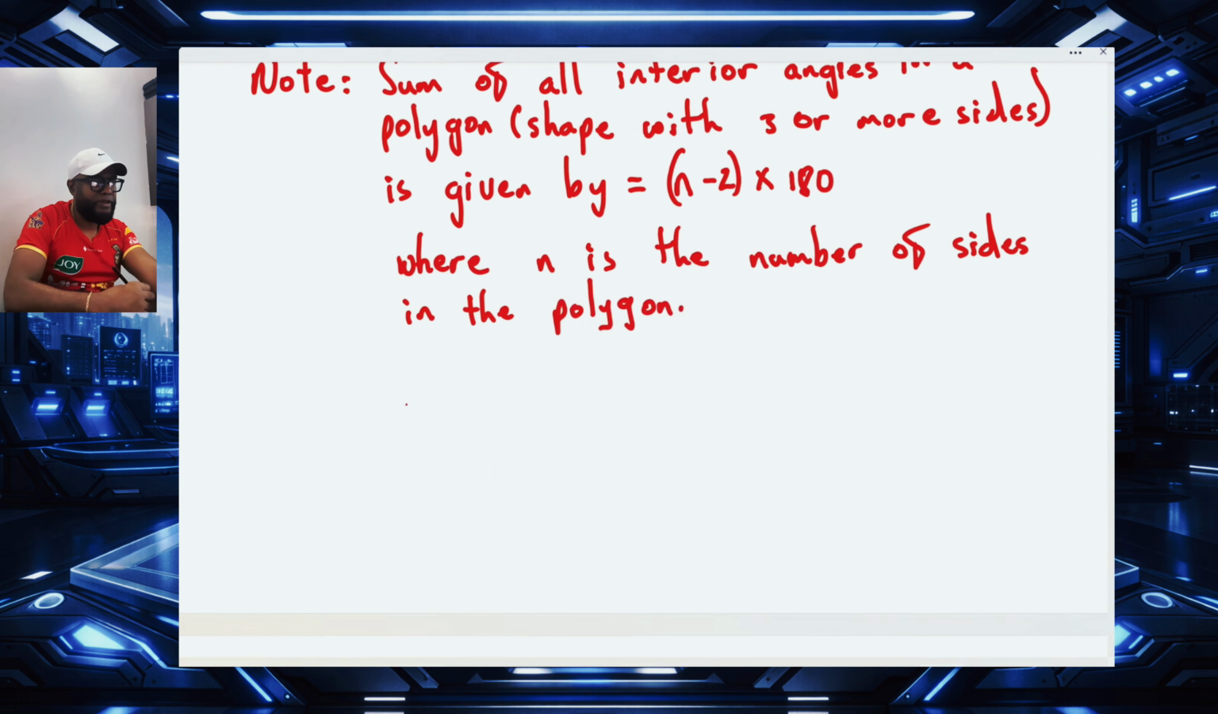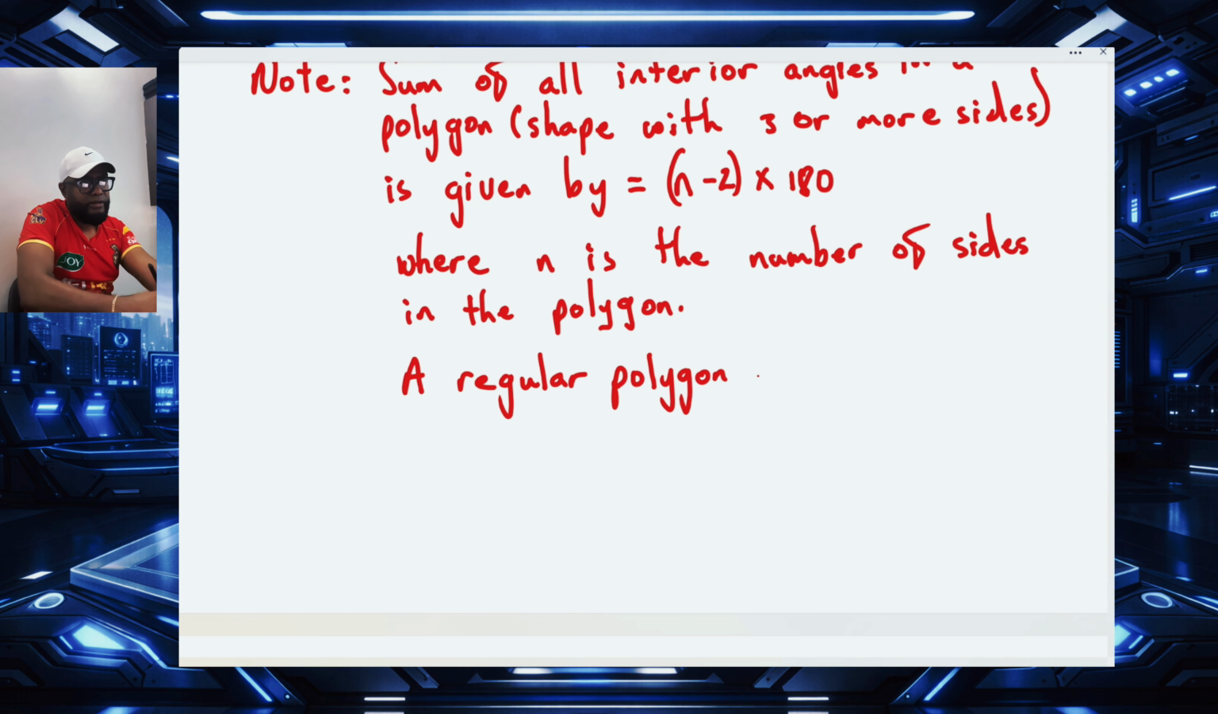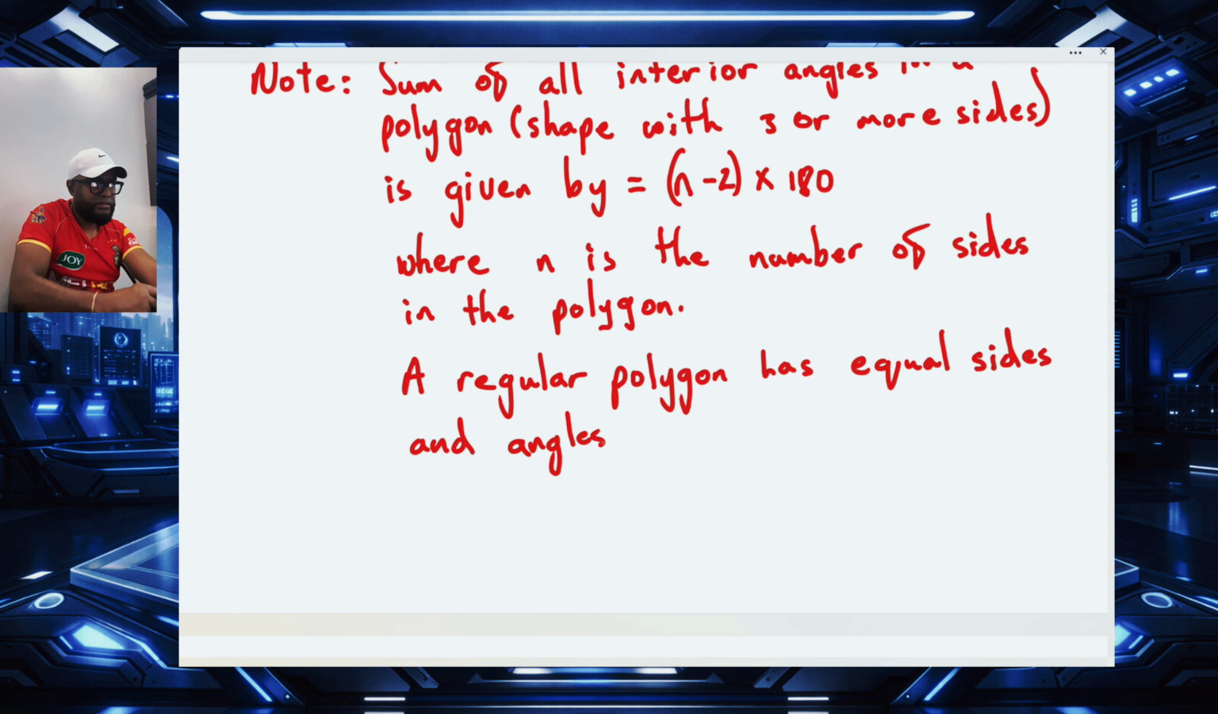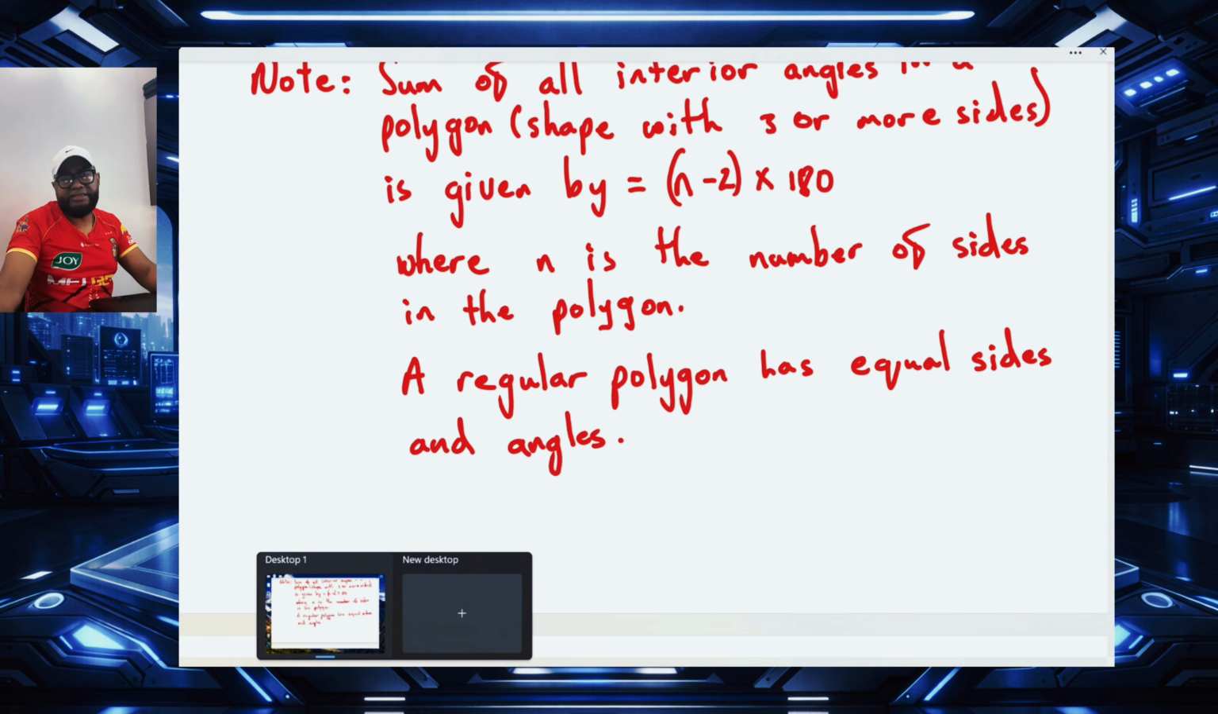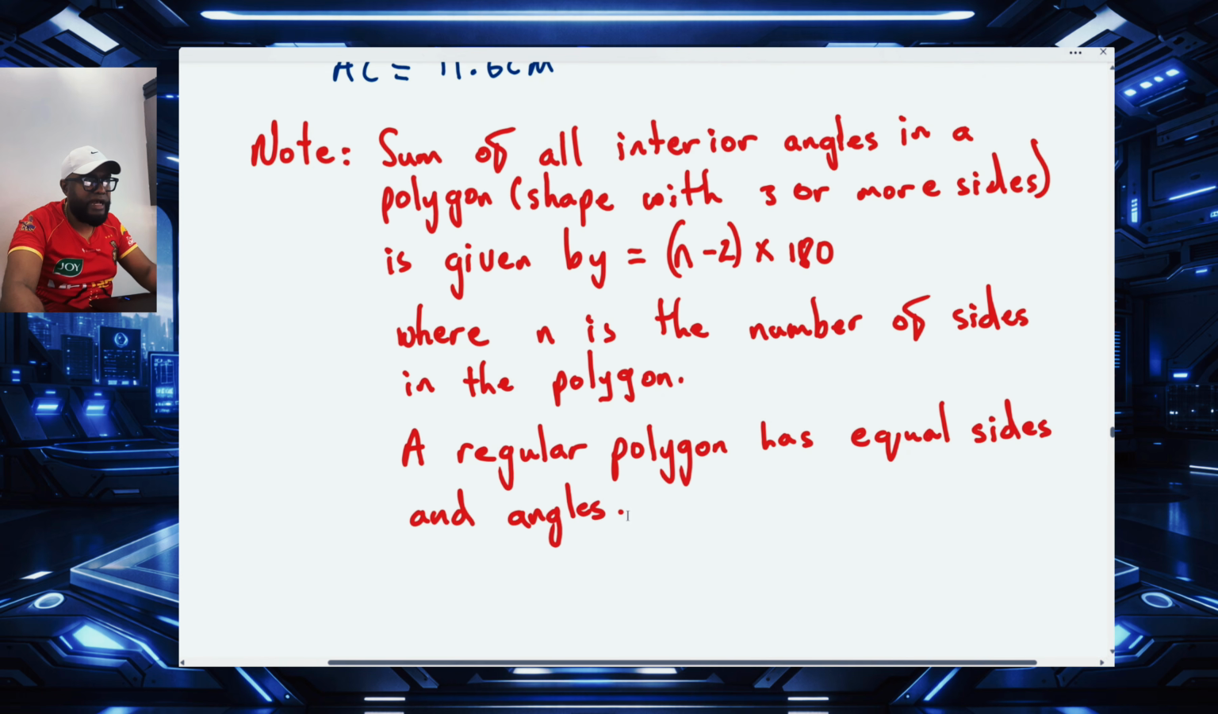So let me write that. So a regular polygon has equal sides and angles. All sides and all angles are equal, right?